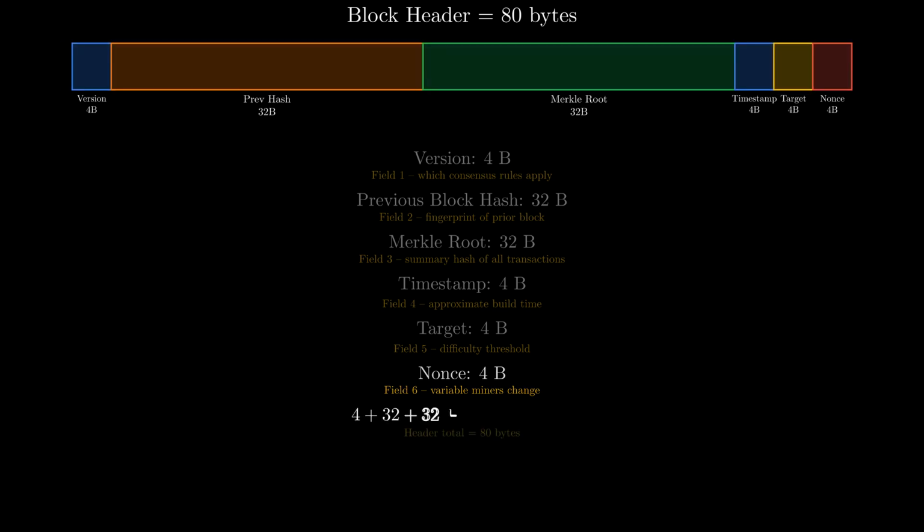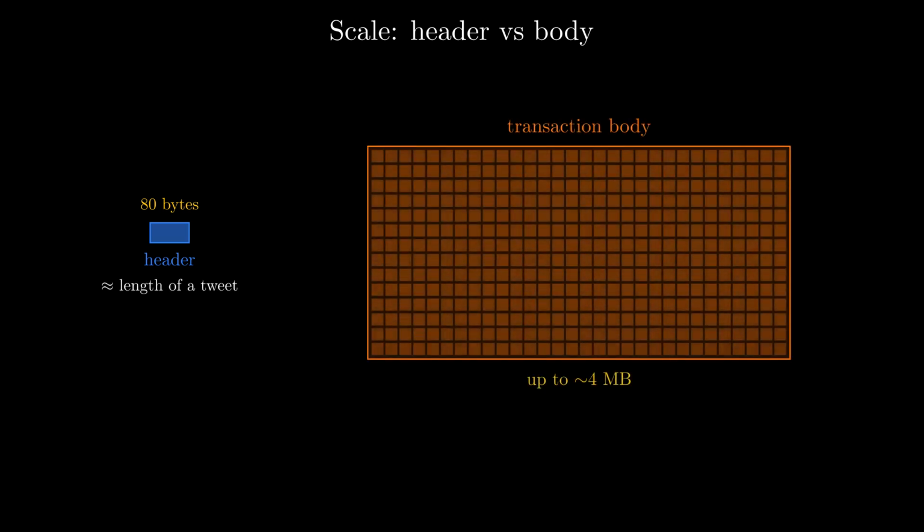2 of these fields do the heavy structural work. The previous block hash chains this block to the one before it. The Merkle root commits to every transaction in the body. Picture the scale. The 80-byte header is about the length of a tweet. The transaction body it commits to can be 50,000 times bigger.